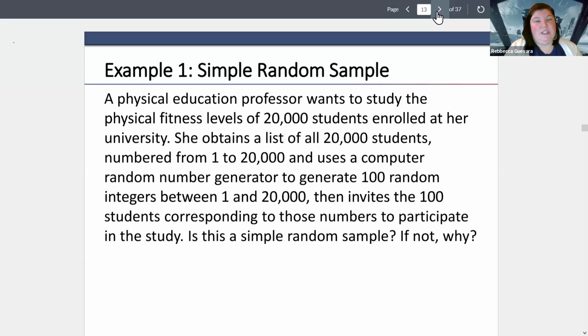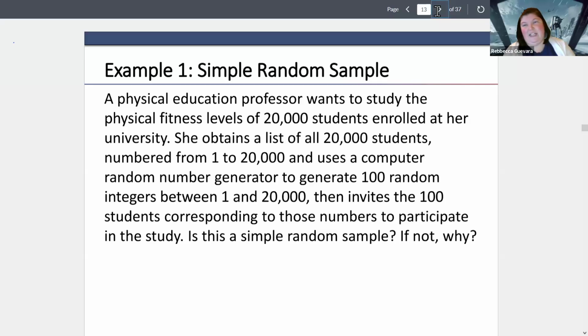So my first example here, once again, you can pause and take a look at this. A physical education professor wants to study the physical fitness levels of 20,000 students enrolled at her university. She obtains a list of 20,000 students, numbers them 1 through 20,000, and uses a computer random number generator to generate 100 random integers between 1 and 20,000, and then invites 100 students corresponding to those numbers to participate in the study.